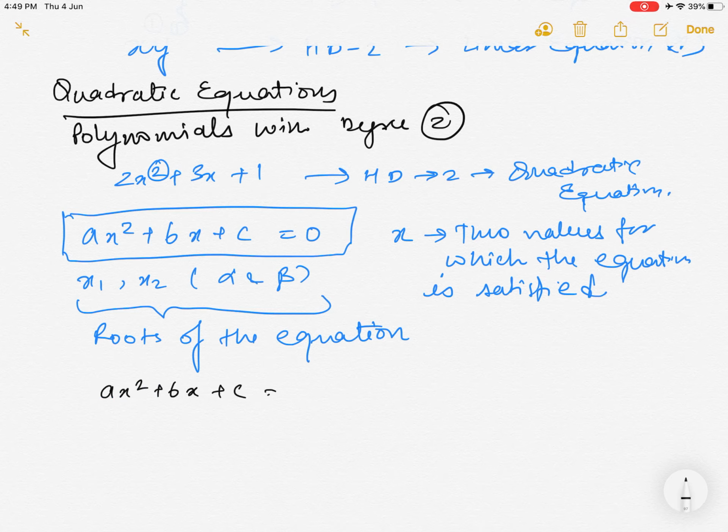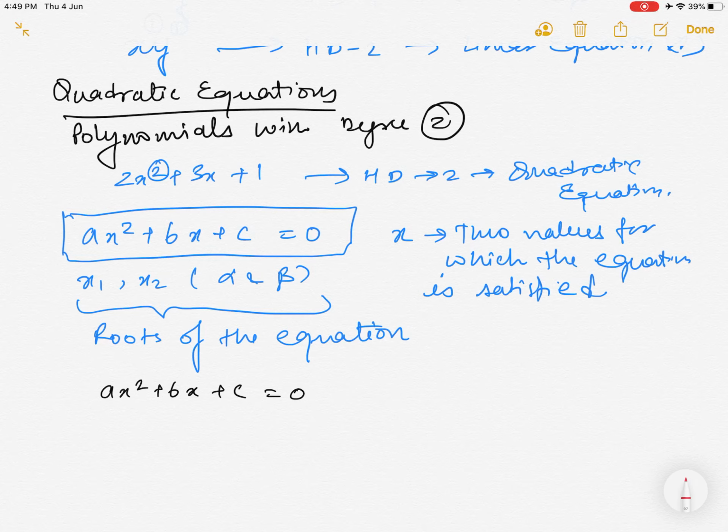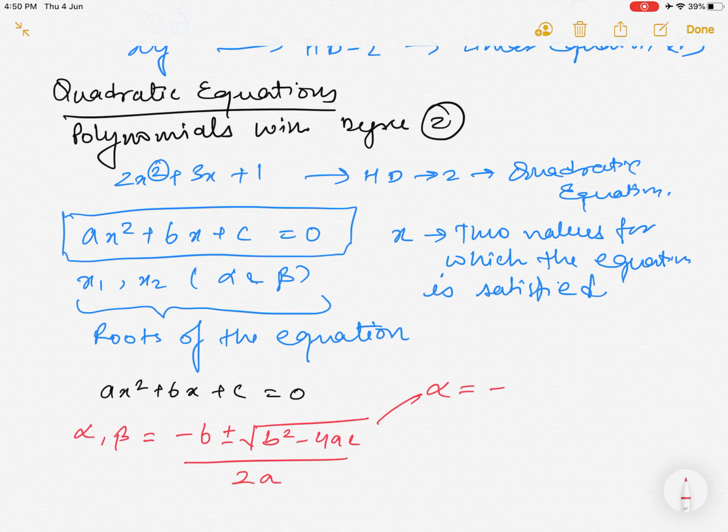So let's say you have a quadratic equation which is written as ax squared plus bx plus c equals 0. This is the quadratic equation you have. And let's say you want to find out what the roots are. So roots of a quadratic equation can be written as minus b plus minus root of b squared minus 4ac divided by 2a. So that's the formula, right?